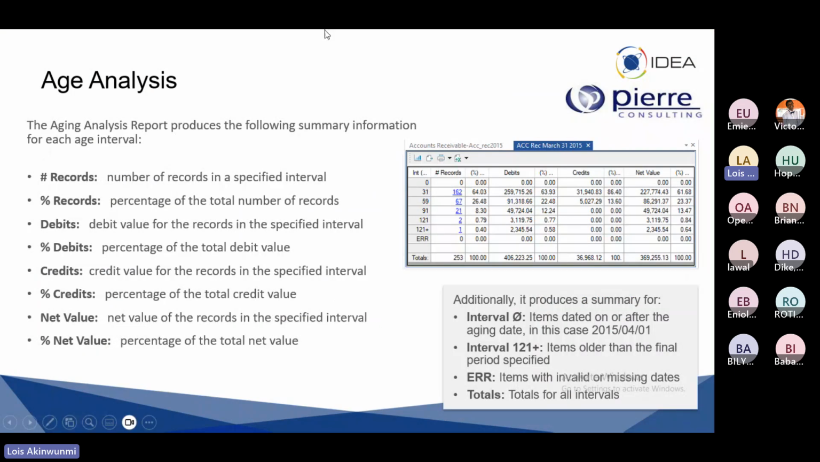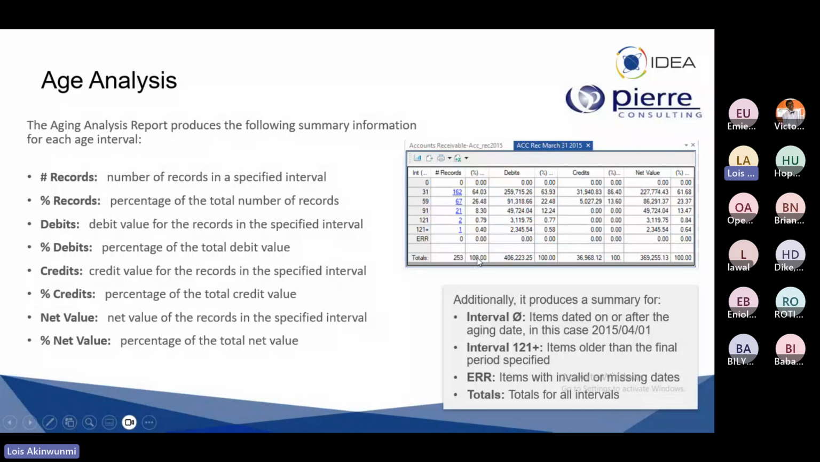Very good. So where you have number of records here, that's the number of records in a specified interval. You can see here that most of our accounts fall into the first month, which is good. Percentage of records is the percentage of this number, 64% falls into the current. Then debit means the debit value for the records in the interval. And then, of course, the credit is the credit value, and then the percentage for both. Then the net value takes the debit and the credit and nets it up, and then you have the true result.